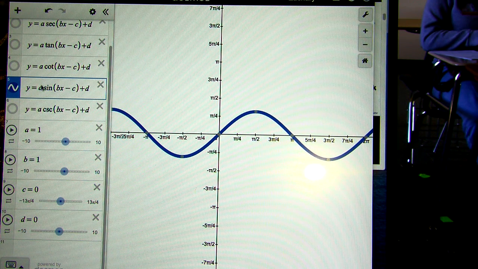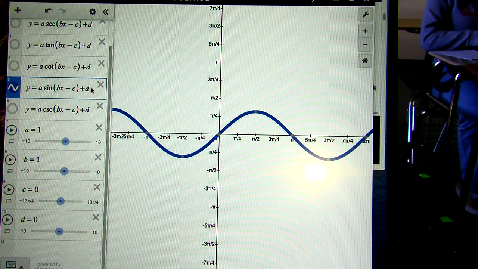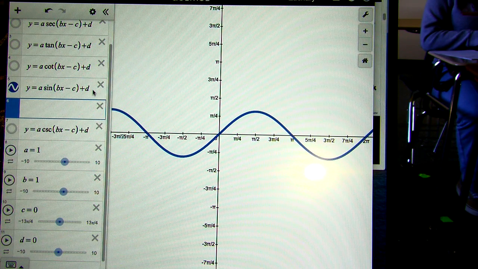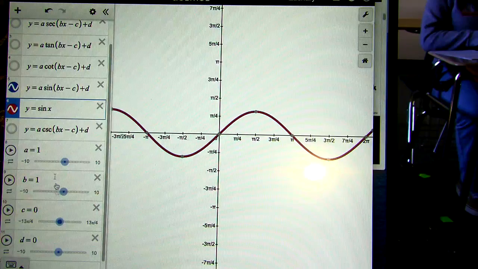But a is 1, b is 1, c is 0 and d is 0. So really what we're showing right now, even if I added one here, we're showing y is equal to the sine of x. You see how it's overlapping it? Right? So remember the sliders right now, a, b, c, and d are set up so that it is essentially just the sine of x. But I'm going to keep the sliders here so we can manipulate it.